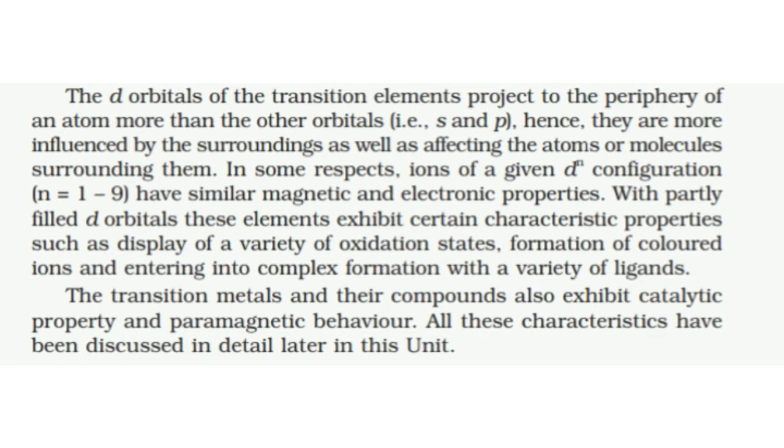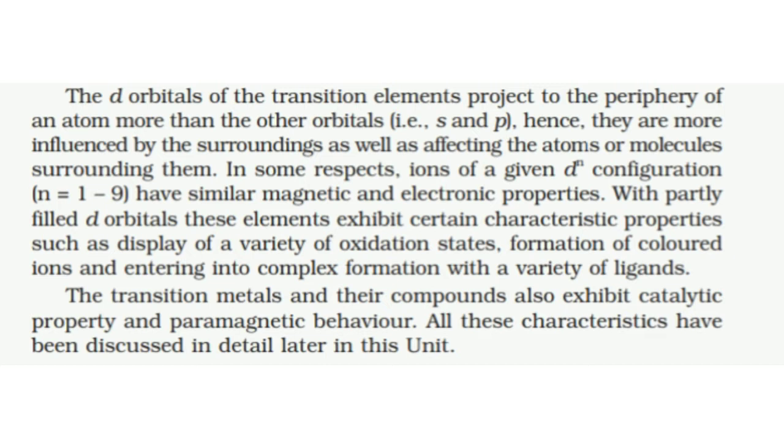The d orbitals of the transition elements project to the periphery of an atom more than any other orbitals, that is s and p. Hence, they are more influenced by the surroundings as well as affecting the atoms or molecules surrounding them. In some respects, ions of a given d^n configuration, where n equals 1 to 9, have similar magnetic and electronic properties with partly filled d orbitals.